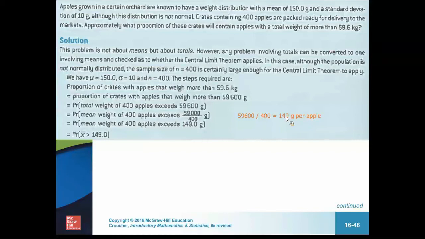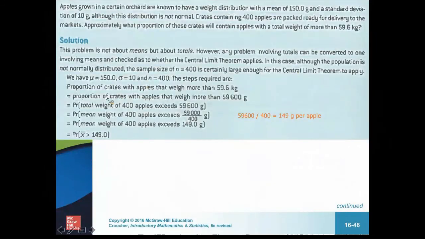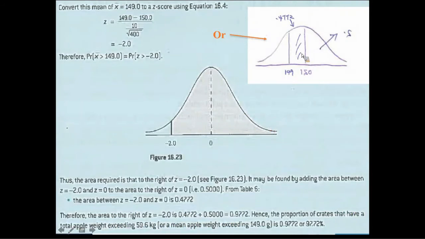With the question we're trying to find, we've converted the crate weight back to an apple weight. So we put the mean in the middle. We've found the mean of our sample to be 149, and let's just go back and check what the question really is asking us. What proportion would have a total weight of more than 59.6 kilos? Well, we've found the weight per apple, so we're going to use that as our criteria and find that proportion.